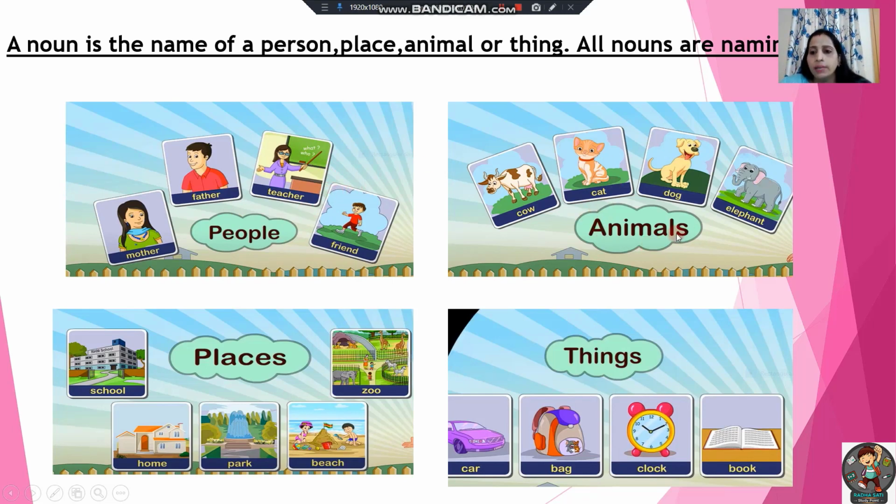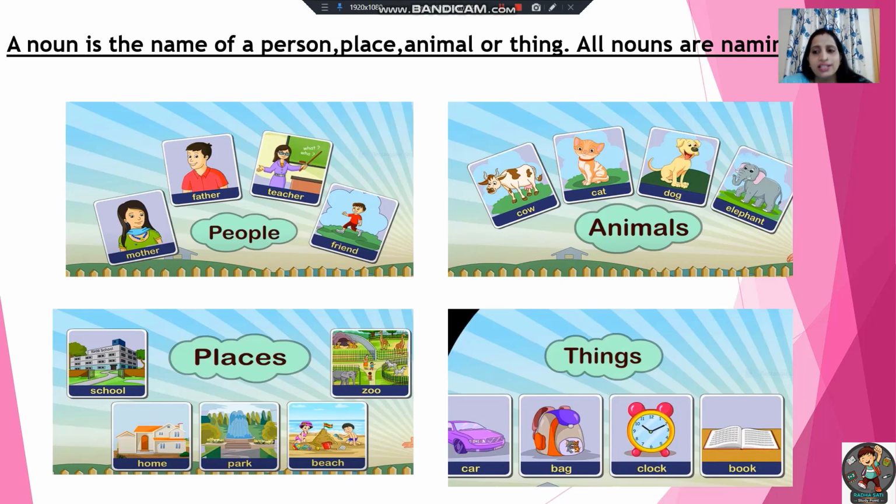Similarly, if we talk about animals, animals can be any animal. Like few pictures are here: cow, cat, dog, elephant. Similarly, these are few pictures of places like school, home, park, beach and zoo. Similarly, these are few pictures of things like this is a car, bag, clock and book. So, the name of a person, place, animal or thing is known as a noun, or we can say these are also known as naming words.